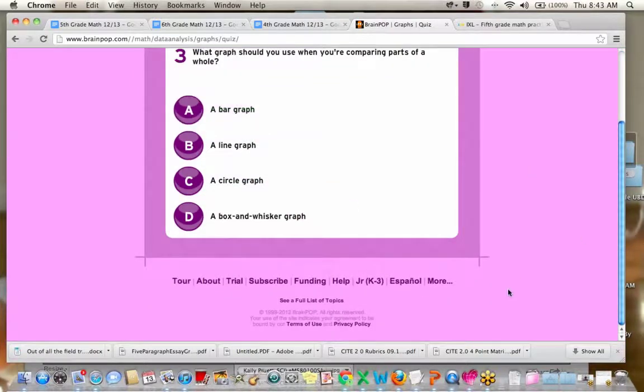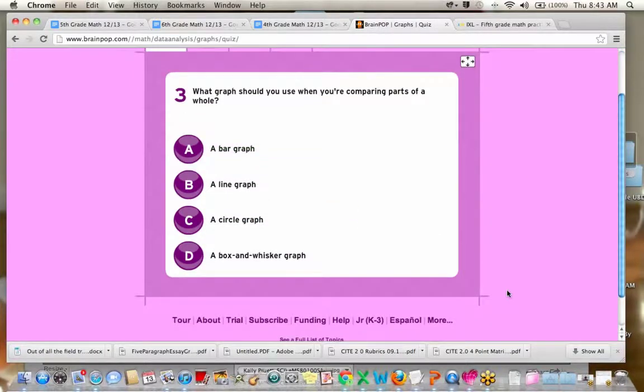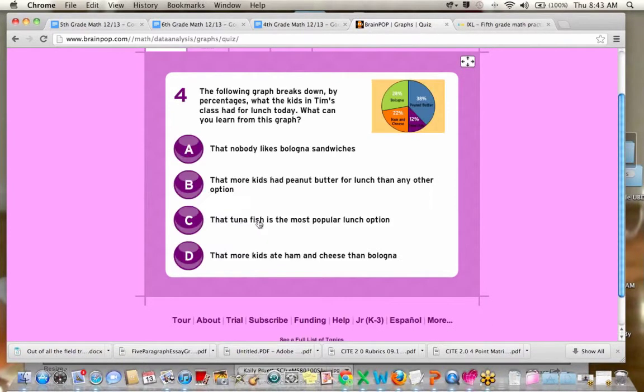Okay, oh, sorry. Went a little too fast there. What graph should you use if you're comparing parts of a whole? A bar graph, a line graph, a circle graph, or a box and whisker graph? Okay, let's wait for a couple more people. Go ahead, Autumn. Is it C? Yes, it is C. Very good. And awesome. I like how you guys are both raising your hands and typing into the chat. That makes it really easy for me to see everybody.